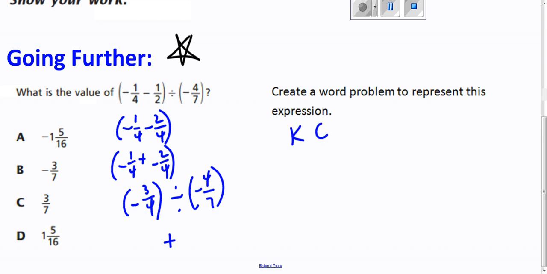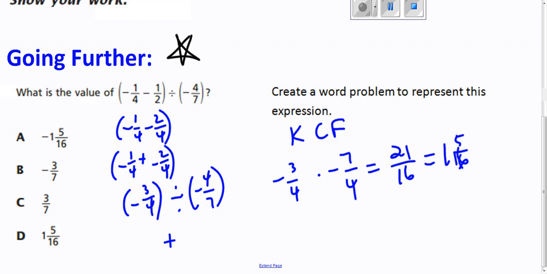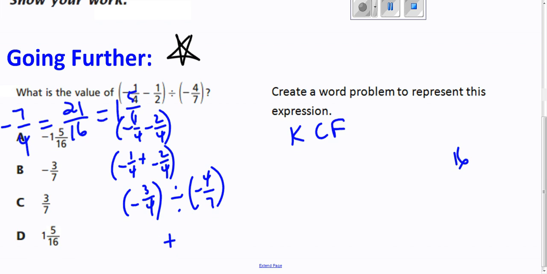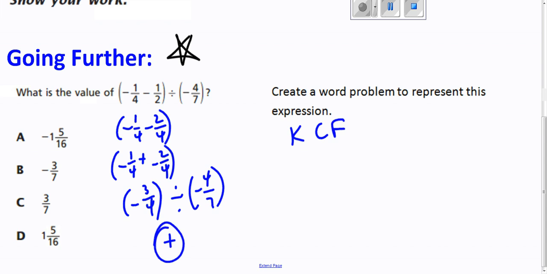And I know my answer is going to be positive because negative divided by negative. Now off to the side, I'm going to do keep, change, flip. So negative 3/4 times negative 7/4. Nothing can cross cancel, so I get 21/16, which I can write as 1 5/16. And since I already wrote this nice positive sign over here, I can just write my answer right there, 1 5/16. So I think it's a really good idea to write the positive and the negative sign right away. The answer is D, 1 5/16.